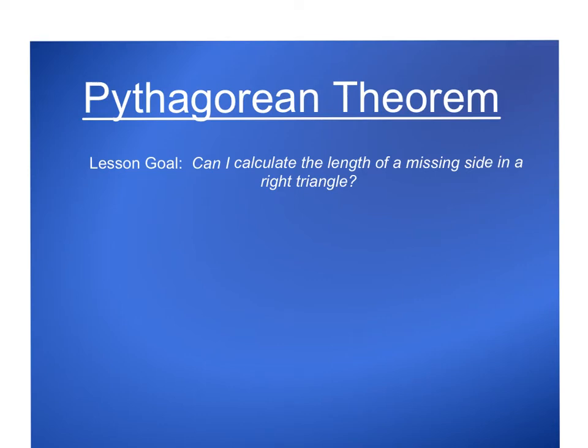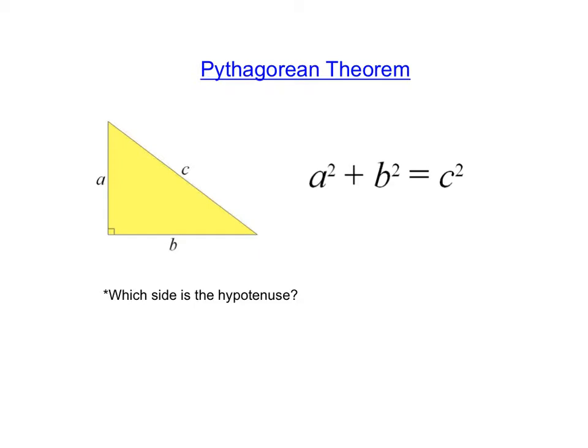Our next goal is to find the length of missing sides in right-angled triangles. You've probably seen this formula before. It's called the Pythagorean theorem. You can only use it on right-angled triangles, and you know that this is a right-angled triangle because of this little symbol right here. That shows us that that's a 90-degree angle.